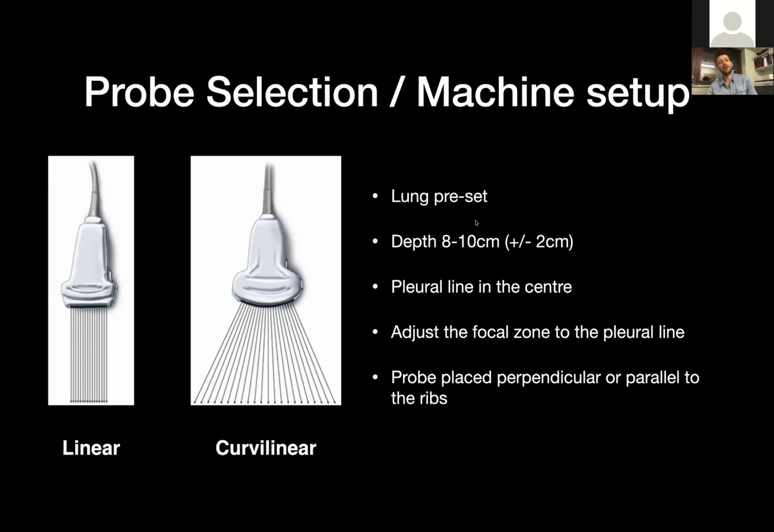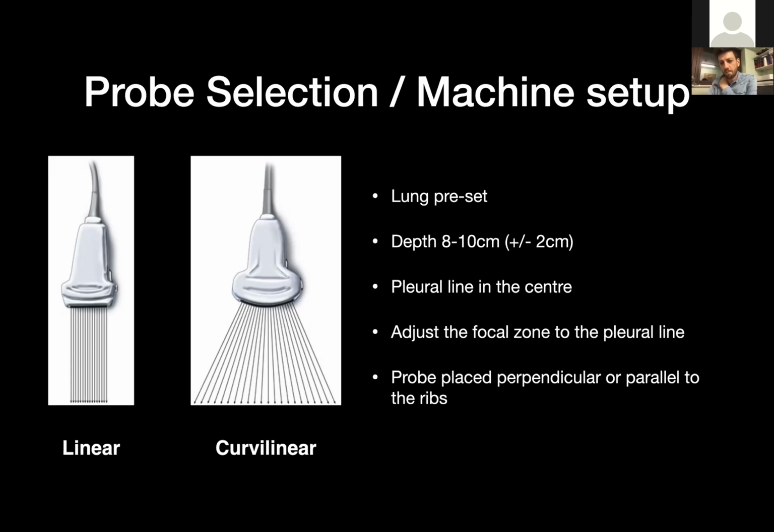If you don't have a lung preset, you can just use an abdominal preset, or you can turn off your tissue harmonics and change your post-image processing. But I don't think that's anything to dwell on today, because most of you will have a contemporary machine in your department. We're going to set the depth between 8 and 10 centimeters pretty much. You may want to increase or decrease that depending on the size of your patient.